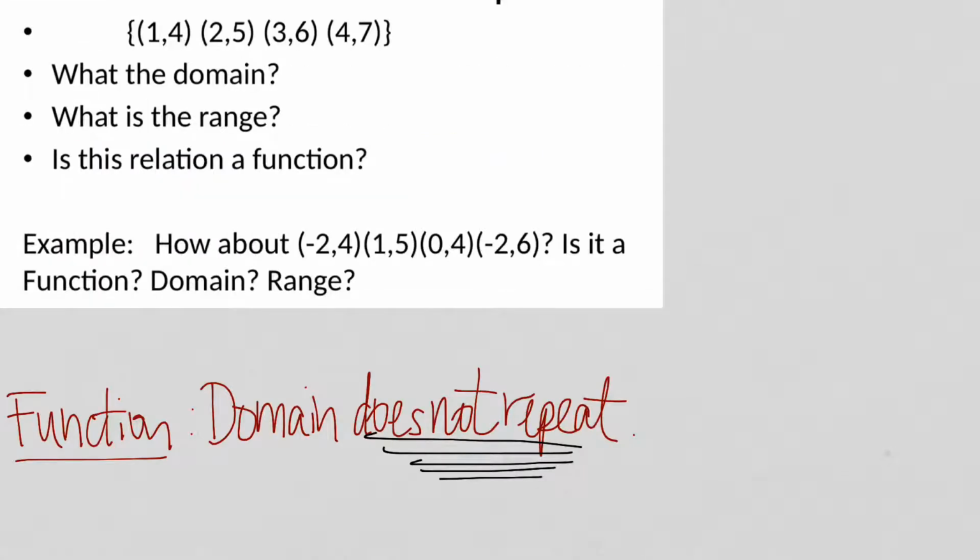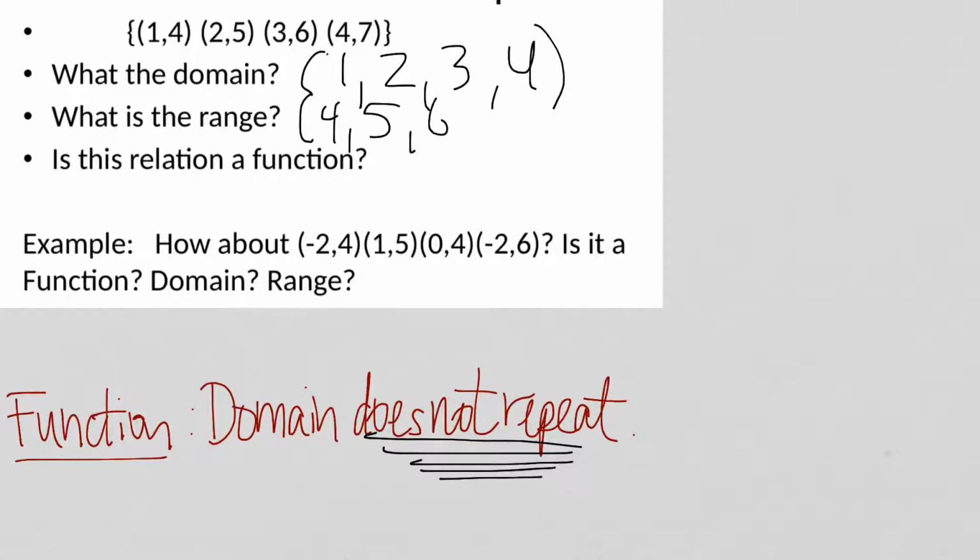Alright, here we have a relation shown in ordered pairs: (1, 4), (2, 5), (3, 6), (4, 7). Well, what is the domain? The domain is your X values, your input. So my domain I would list as 1, 2, 3, and 4. My range is my Y values, my output. That would be 4, 5, 6, and 7. They're now asking the question, is this relation a function? And remember, for a function, the domain does not repeat. So let's take a look at our domain values. Each of these is appearing only once. So we write yes, a function.